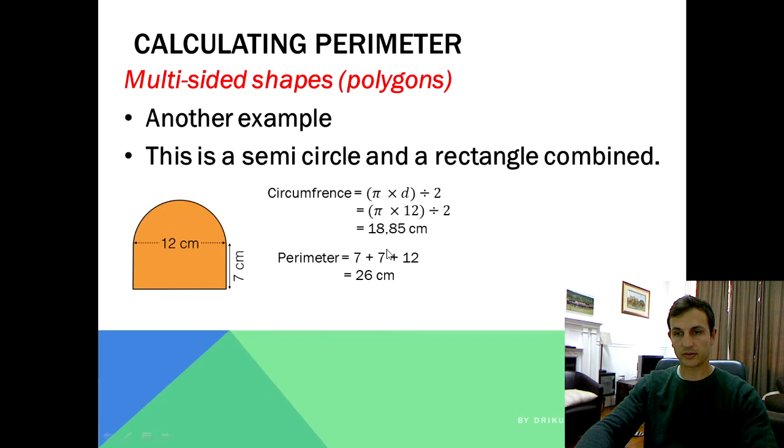So there's only 7 plus 7 plus 12. The other 12 has fallen away. And that gives us 26. So now to calculate the total perimeter, you just add those two together and you get that answer over there.